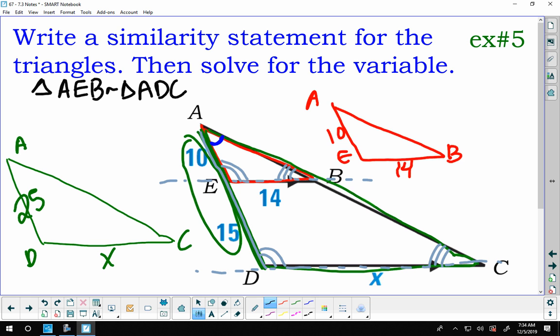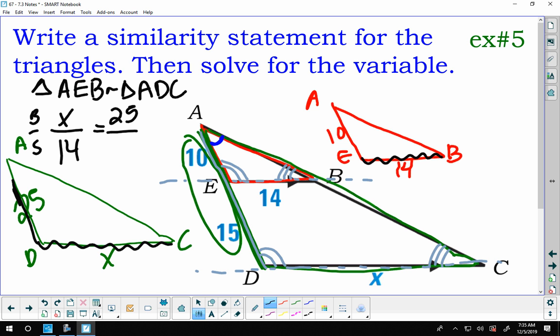So now we can set up a proportion to solve for x. So x in the big corresponds to 14 in the small. So I'm doing big over small. Equals 25 in the big corresponds to 10 in the small. And then we can cross multiply to solve for x. So we get 10x equals 25 times 14, which is 350, divided by 10. 350 divided by 10 is 35.